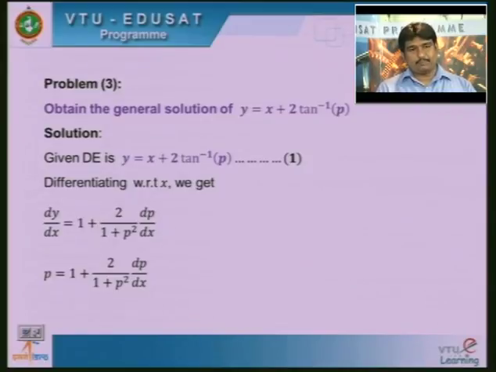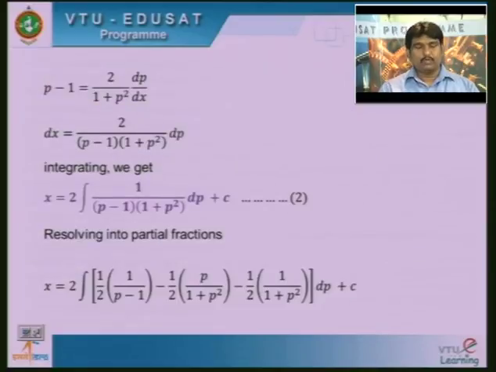Next write dy by dx as p to get p equals 1 plus 2 divided by 1 plus p square into dp by dx. Now p minus 1 equals 2 divided by 1 plus p square into dp by dx. You solve this using variable separable form. You separate the variables. You get 2 dx equals 2 divided by p minus 1 into 1 plus p square into dp. Again you have to integrate it and you have to resolve this into partial fractions, but you can see here you have one linear factor p minus 1 and one quadratic factor 1 plus p square.